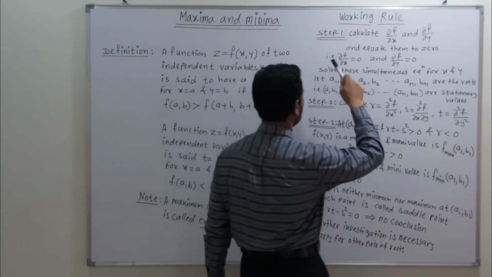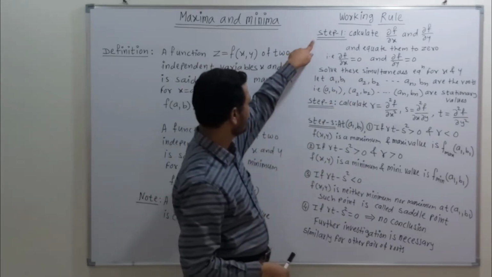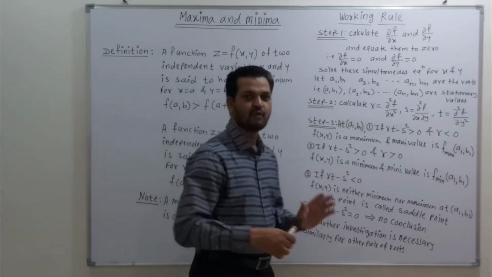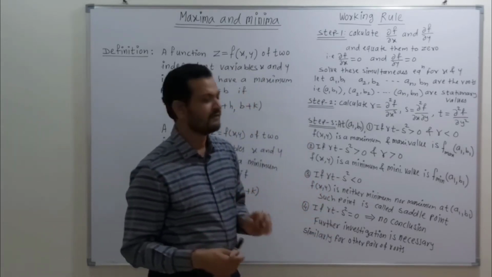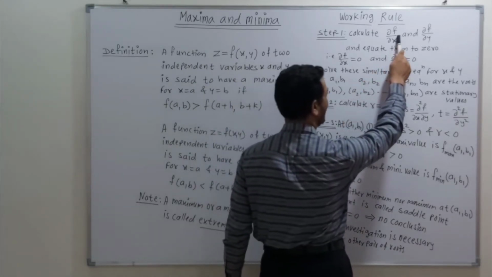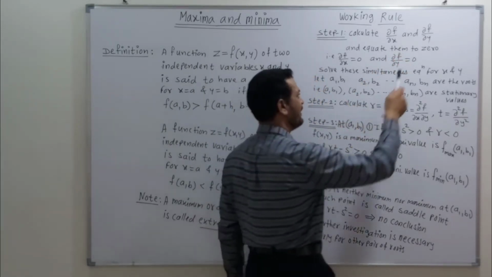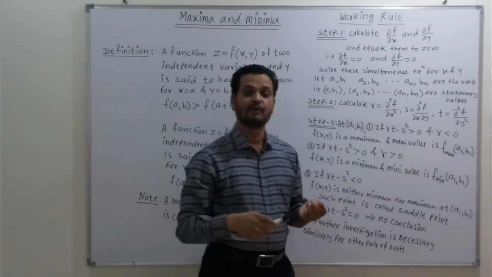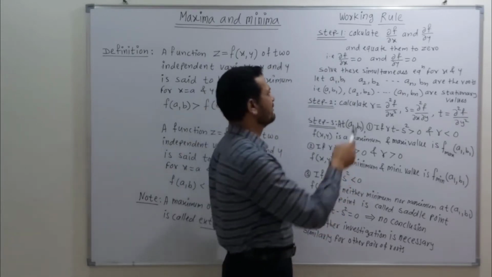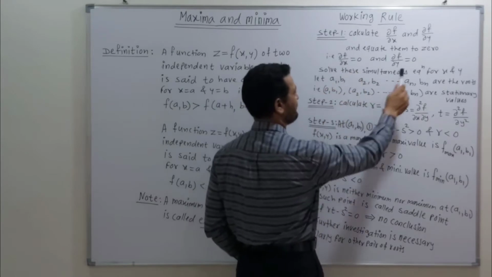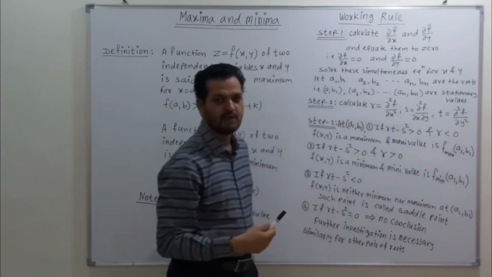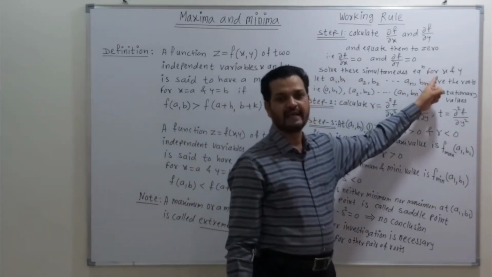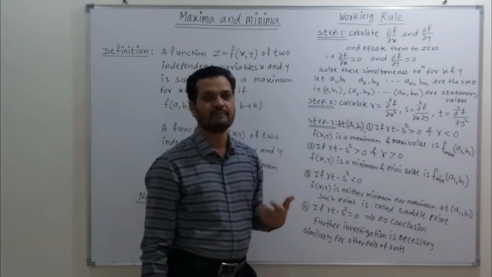So here in the working rule, there are a total of 3 steps: the first step, second step and third step. In the first step, whatever function is given for two independent variables, first calculate the partial derivative of f with respect to x, then find the partial derivative of f with respect to y. After finding these two partial derivatives, equate them to 0. That means the partial derivative of f with respect to x is 0, and the partial derivative of f with respect to y is equal to 0. So we get two simultaneous equations. Solve these simultaneous equations for x and y. That means find the roots of these equations.